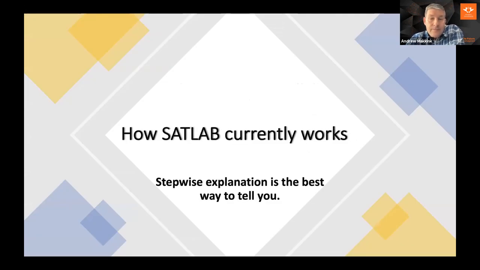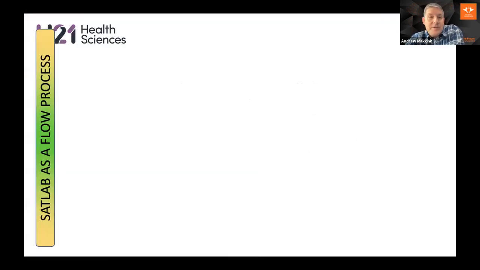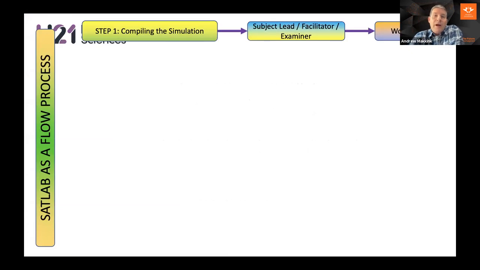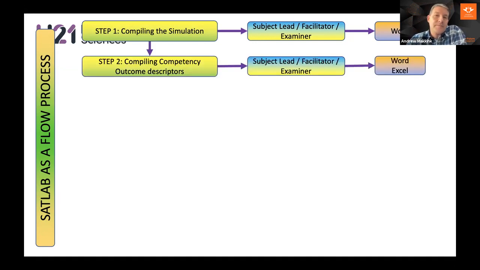So how does it work? It's easier to explain it by steps. Step one is compiling the simulation. This is pretty much stock standard stuff where the person who is setting the SIM would decide on the patient, give some patient variables. And this is usually done by the subject lead or the facilitator or the examiner with whatever role you would like them to assume. And this is normally done in Word or some other kind of word processing document.